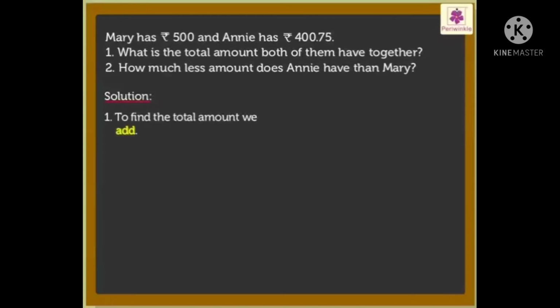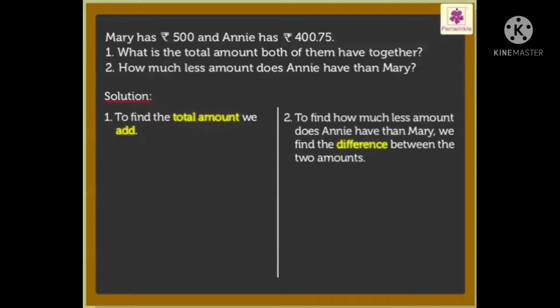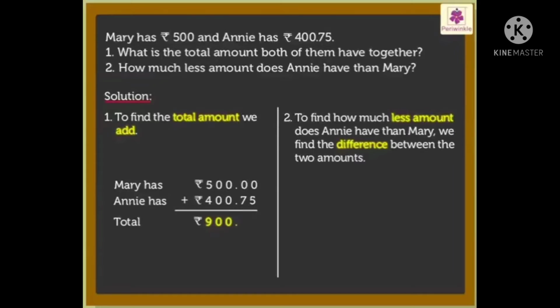Here, we will be adding the numbers to find the total amount both of them have together and subtract the numbers to find how much less amount Annie has than Mary. To do this, let's write the statements first. Mary has 500 rupees. Annie has 400 rupees 75 paise. So, by adding, we get the sum as 900 rupees 75 paise. Thus, the total amount with them is 900 rupees 75 paise.